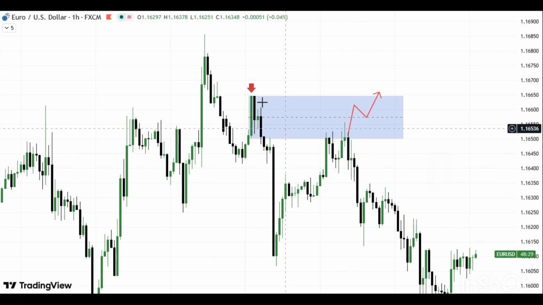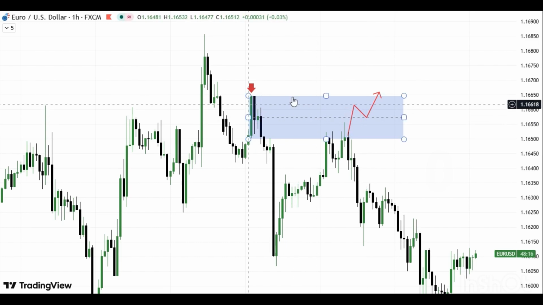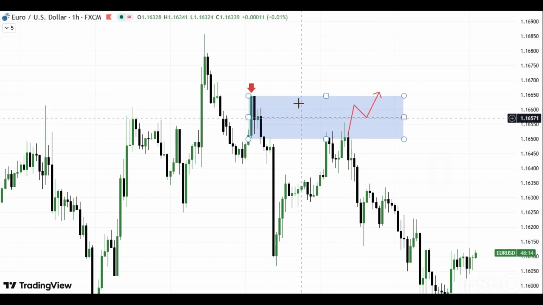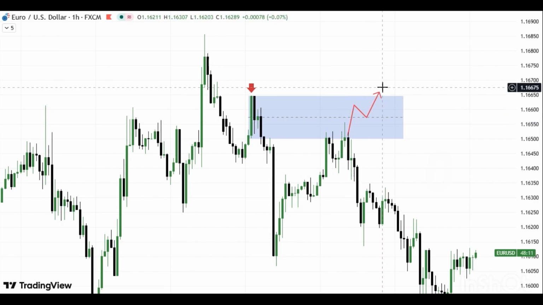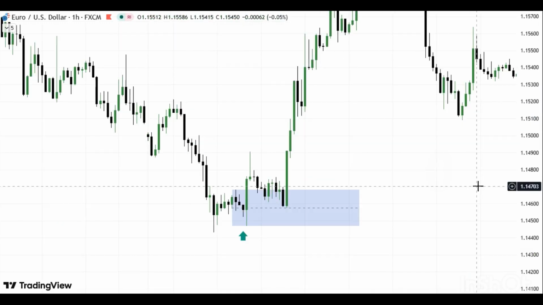For example, if I entered a short position from this order block and price closed above the 50% level while my stop loss was above the order block, or above this red arrow, I would likely exit the trade early. Why? Because that tells me the area is no longer strong enough to push price lower, making the setup less reliable. Now let's look at another example.